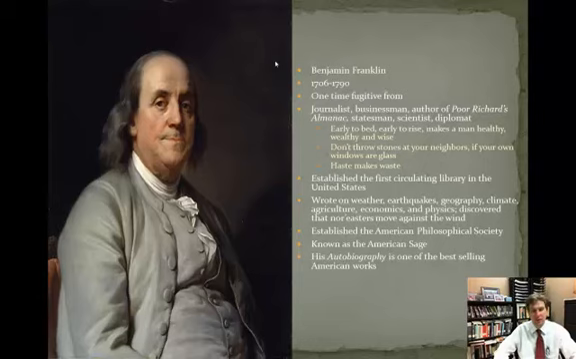He established the first circulating library in the United States. He wrote on a variety of topics: weather, earthquakes, geography, climate, agriculture, economics, physics. He discovered that nor'easters move against the wind. So a nor'easter is a very severe winter storm in the Northeast. He established the American Philosophical Society. It's known as the American Sage. His autobiography is one of the best-selling American works. He was also an inventor.